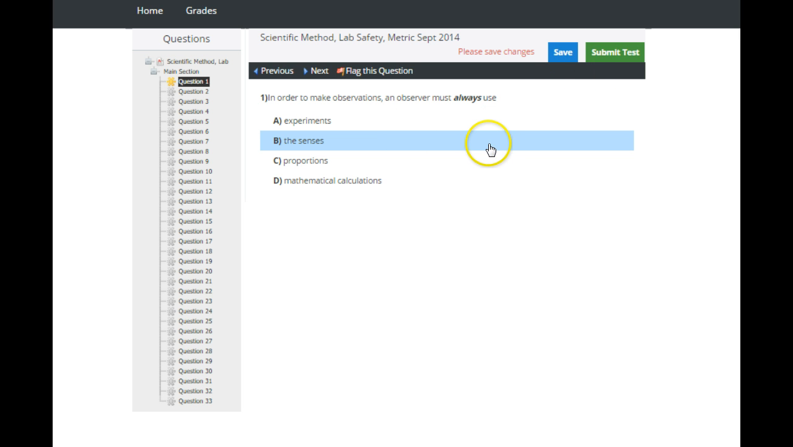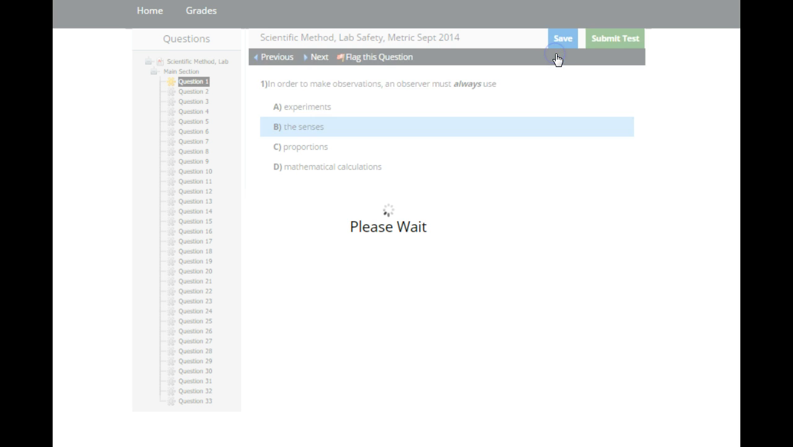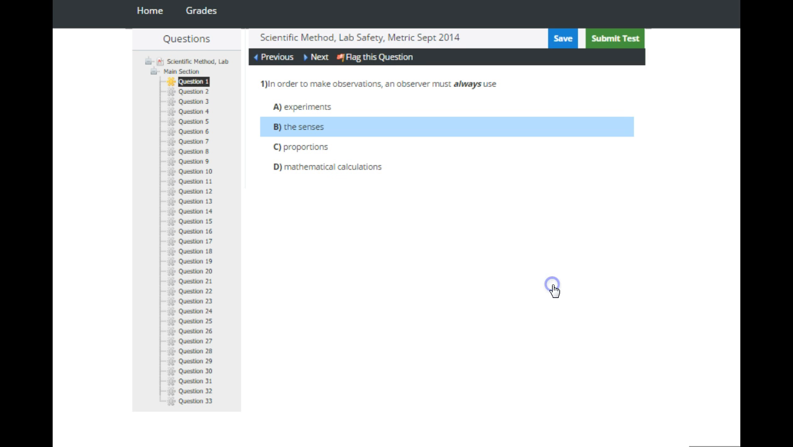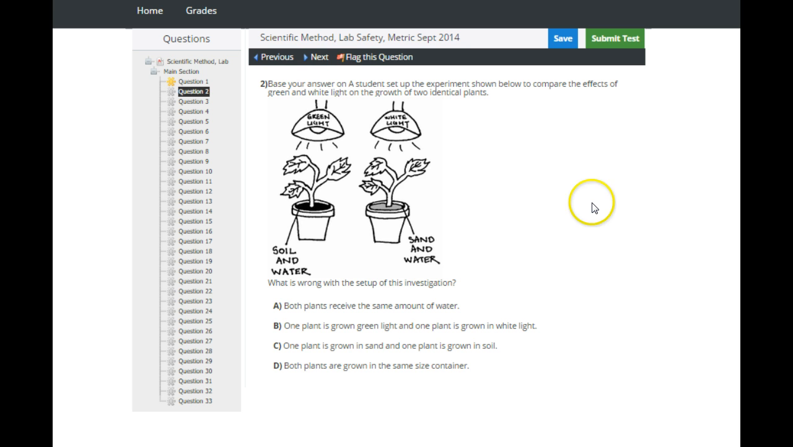Once I hit that first answer, I'm going to come up here and hit save, just in case I get called away, and then I know that the one that I did is at least there. Now I'm going to go up here to next. Number 2, base your answer on a student set up with the experiment shown below to compare the effects of green and white light on the growth of two identical plants. So that's telling me that the independent variable then is the effect of the light, the color of the light. So one's going to get green and one's going to get white light. Everything else should be identical. Okay, now we go on.